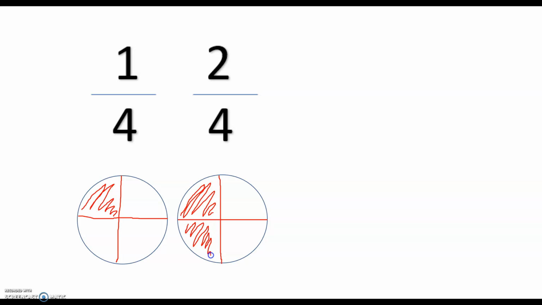Now I can compare my fractions. I'm looking at my pictures and I see that this shape has more pieces filled in than this one. So 2/4 is the greater fraction. So 1/4 is less than 2/4. Drawing the picture really helped me, but I can also look at my numerators and find the greatest one.